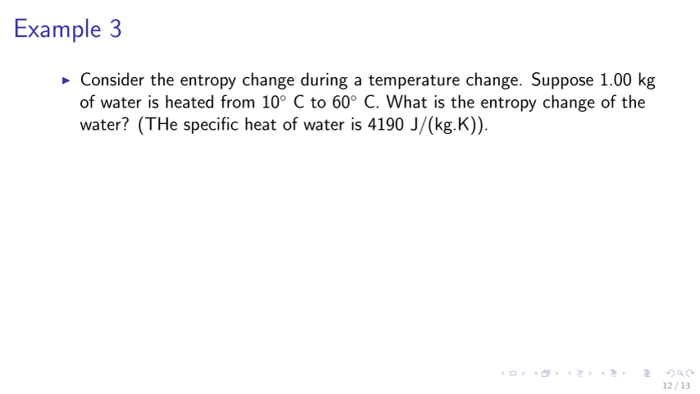So let's consider example 3, where 1.0 kilogram of water is heated from 10 degrees Celsius to 60 degrees Celsius, and we are asked to compute the entropy change of the water. And recall that the specific heat of water is 4,190 joules per kilogram Kelvin.